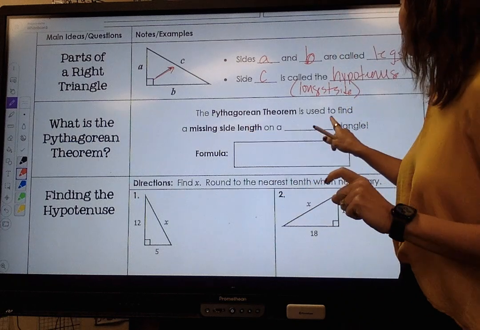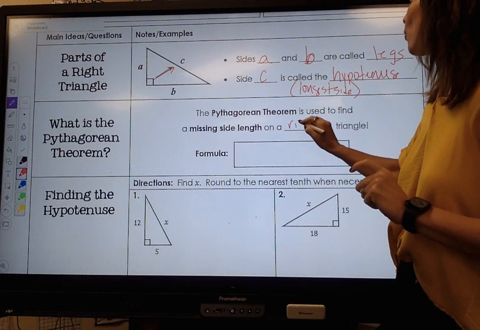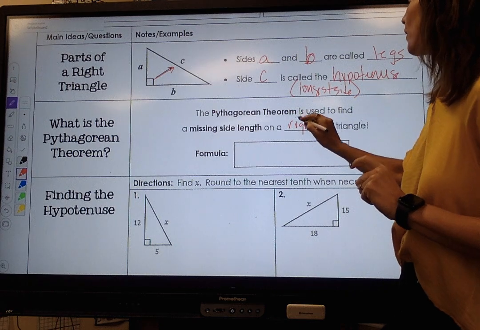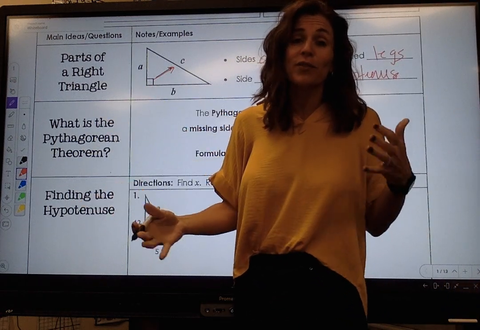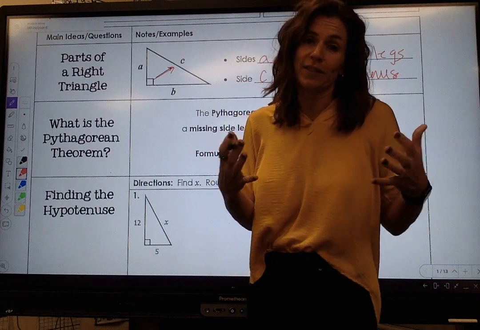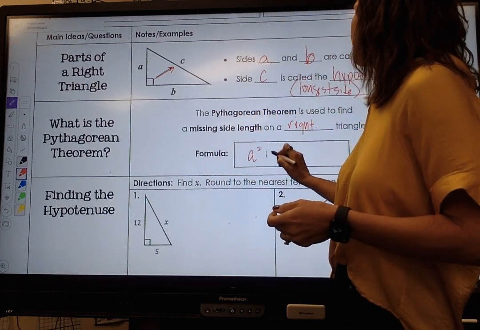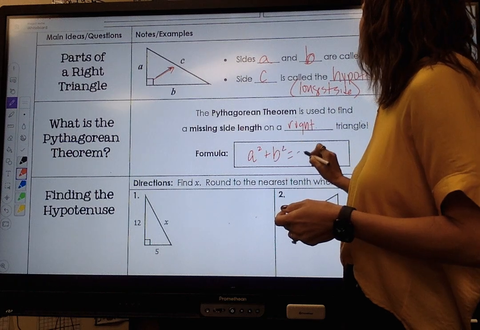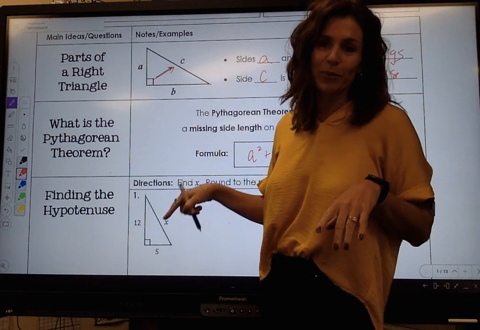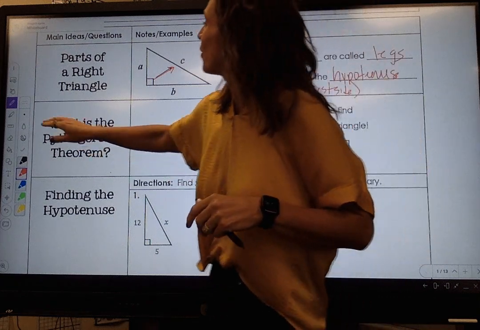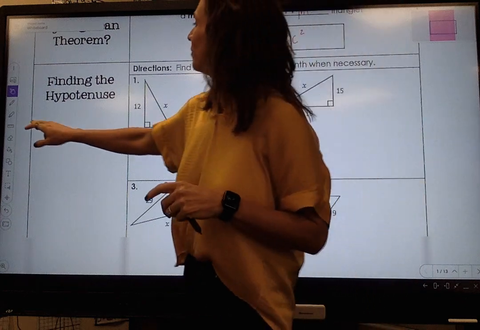Now, the Pythagorean theorem is used to find a missing side on a right triangle. Remember, this only works when you have a right triangle. So all it really allows us to do is find out the measure of one of the sides. And the formula is A squared plus B squared equals C squared. And we're going to talk about what that means when we get to an example. So let's take a look at one.